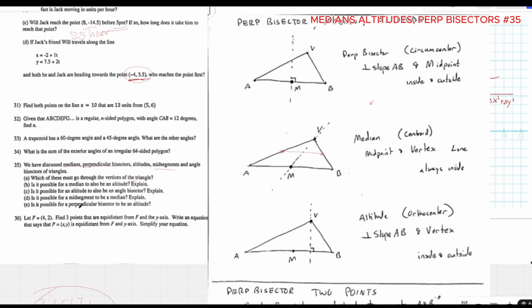Is it possible for a perpendicular bisector to be an altitude? So for these two things to match, and yeah, for that isosceles triangle, I guess for isosceles, all three of them are the same.